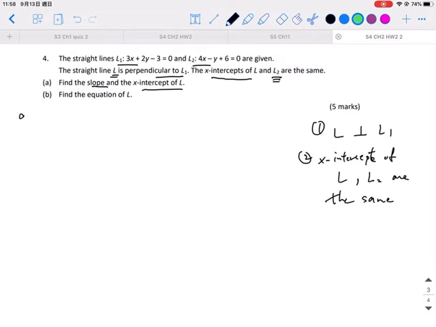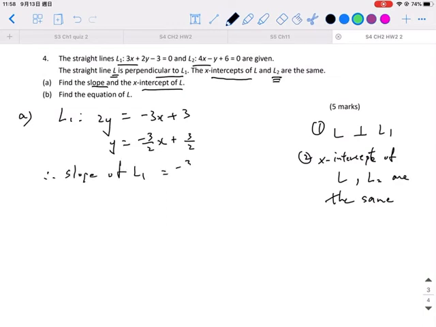So let's start. For the first one, I try to find out the slope of L1 first. I will write L1 into slope-intercept form. So that means 2y equal to -3x plus 3, and y equal to -3x/2 plus 3/2. So the slope of L1 should be -3/2. Therefore, the slope of L is equal to 2/3, right?